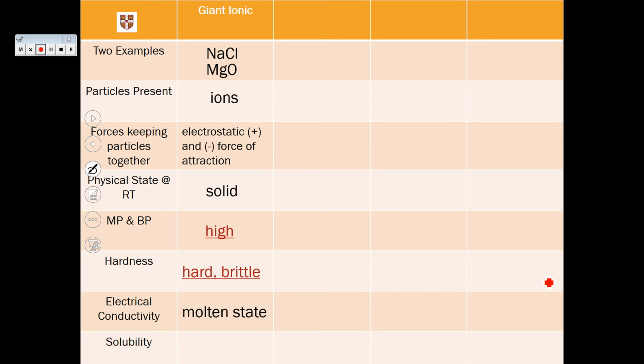They conduct electricity only if they are melted or dissolved in water. As a solid, remember that those ions are so held close together that they cannot allow electrons to move about them. So in the solid state, they do not conduct. And their solubility, most are soluble in water.